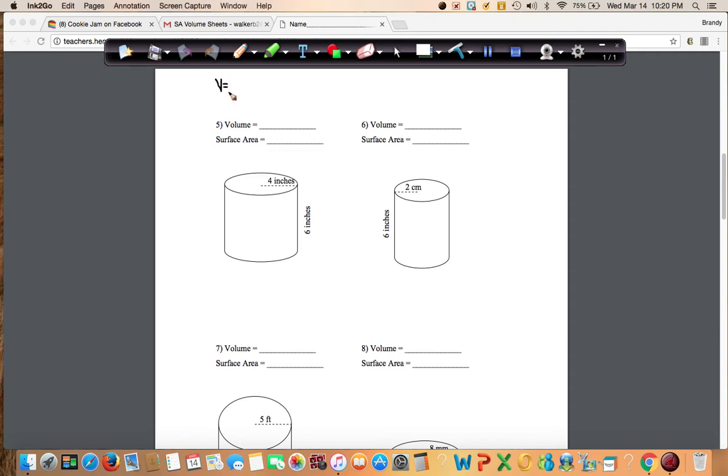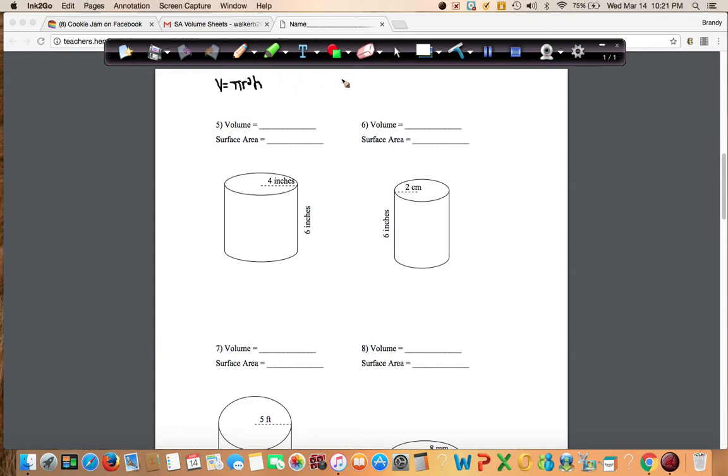To find volume of any shape, you multiply the area of the base times the height. So how do we find area of a circle? Pi r squared is area of a circle. And we have to multiply that by the height. So that's how they created that formula. Pi r squared times h. Pi times r squared times h.